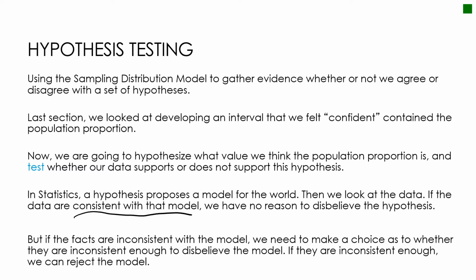So let's say I hypothesized a value of 13% and my sampled value was 13.5%. That's really, really close, so it's probably okay. But let's say I hypothesized a value of 13% and I found a value of 50%. Well, now I'm feeling like maybe that hypothesized value is not okay, and therefore I'm going to reject the model.